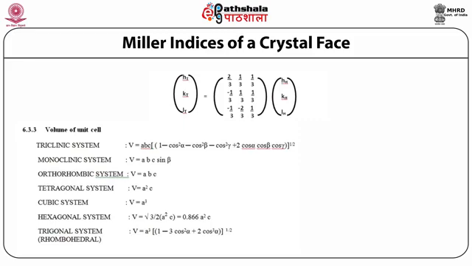For hexagonal system, V is equal to under root 3 by 2 a square c, which comes out to be equal to 0.866 a square c. For trigonal system, or what we call as rhombohedral system, V is equal to a cube into 1 minus 3 cos square alpha plus twice cos cube alpha, raised to 1 by 2.